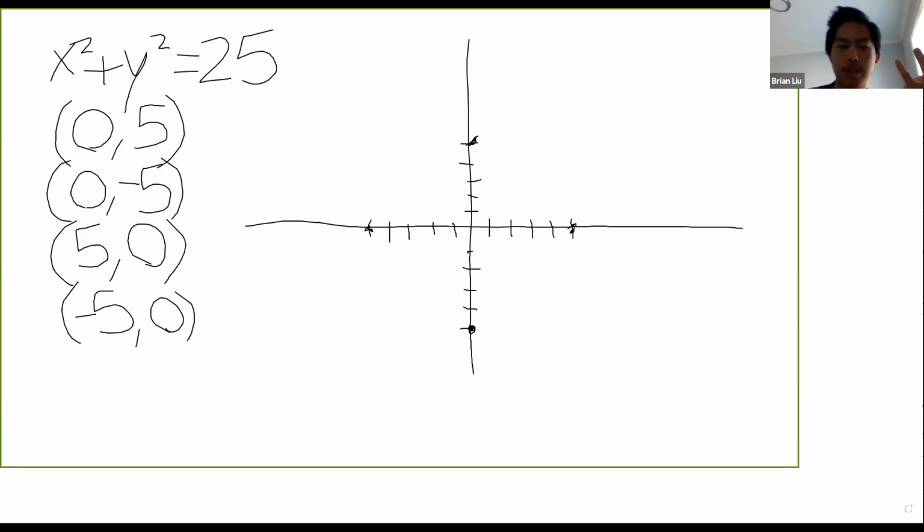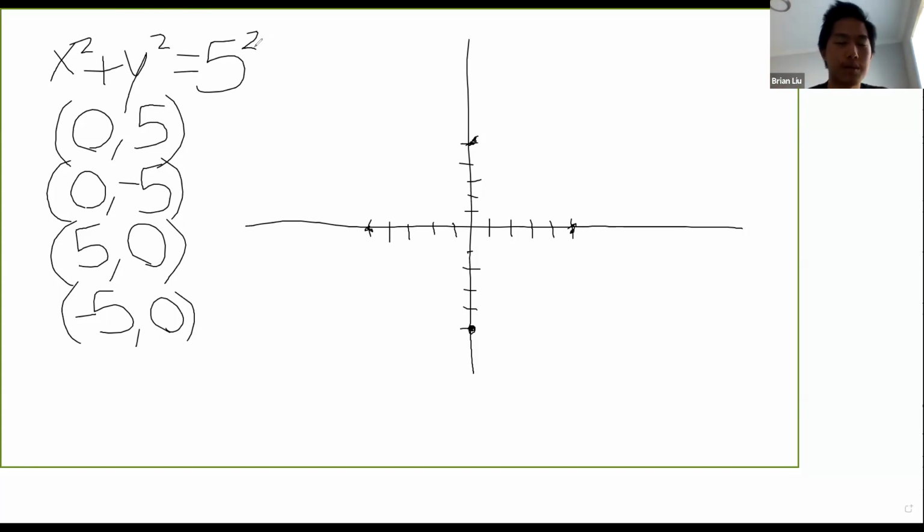So what other points do we have? What do we predict? Some of you said what the shape is already, and y'all got it right. But what is this for everyone else? What does this equation remind you of? 25 is a square. It's 5 squared. So it's x squared plus y squared equals 5 squared. So something squared plus something squared equals something squared, which is the Pythagorean theorem.